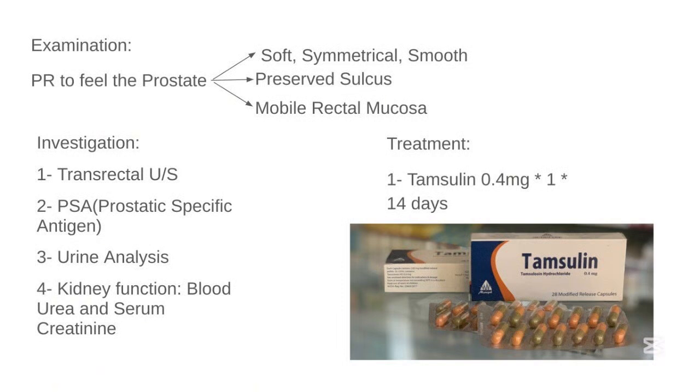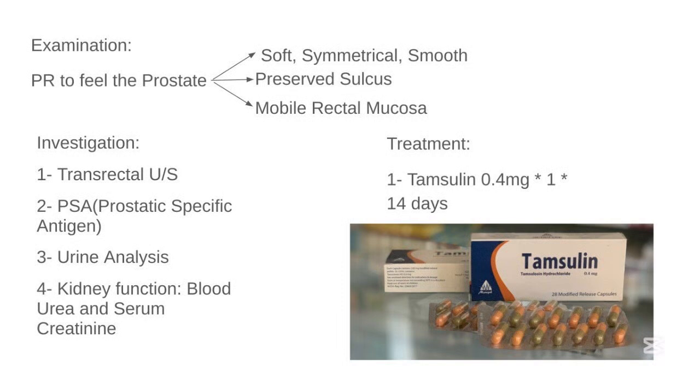We also use diagnostic investigations to rule out other conditions and to confirm the diagnosis of BPH. For example, we use PSA or prostate-specific antigen. PSA levels are measured to screen for prostate cancer. Mild elevation may occur in BPH but must be interpreted cautiously. We use transrectal ultrasound to assess prostate size and structure. We also require urine analysis to rule out any urinary tract infection and hematuria.